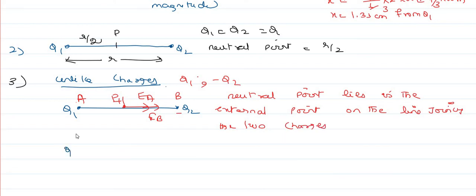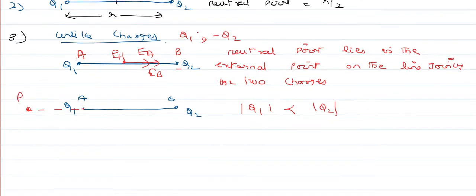So Q1 and Q2 are here, and if you want to find the neutral point, first and foremost thing is what? Check the magnitude of Q1 and the magnitude of Q2. If Q1 is lesser than Q2, then the neutral point will lie near Q1. Correct? So this will be the neutral point. So what will be this distance? This distance is x, this distance is d. So ordinarily you can calculate it. At point P you can write EA will be equal to EB.